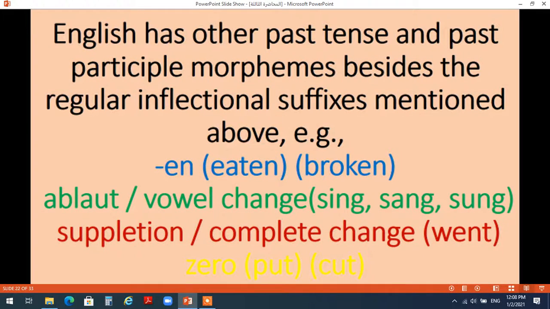بالبداية ممكن أضيف en this suffix، for example eaten أو broken، أو ممكن أن يسمى Ablaut أو vowel change، أغير بالvowel بحرف العلة. For example sing it becomes sang with a in the past and it becomes sung with u in the past participle. This is called Ablaut. أما النوع الآخر اللي هو أسميه suppletion أو complete change، معناها تغير جذري وكامل للفعل. مثلا verb go it becomes went. أما النوع الأخير اللي أسميه zero اللي بمعنى أنه ما أضيف أي إضافة بل يبقى الفعل ثابت كما هو. For example put and cut.